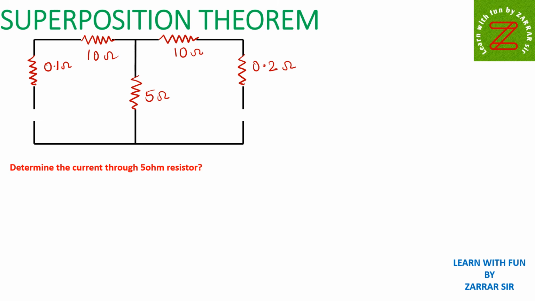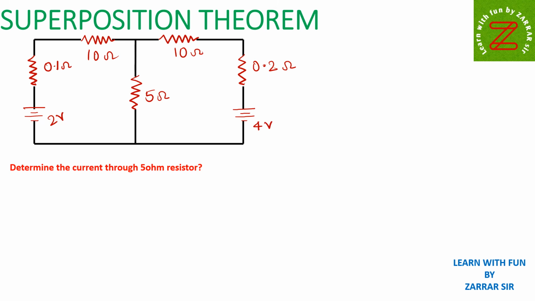Okay, I'll take this voltage as 2 volt. I'll take this voltage as 4 volt. Now let's try to analyze this using superposition theorem.